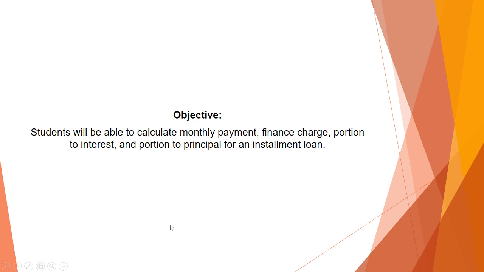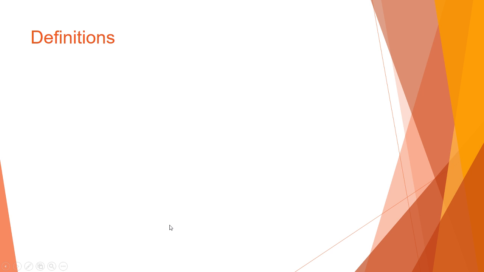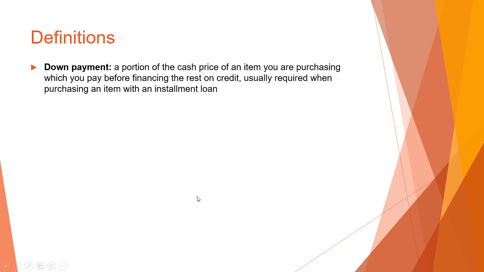So we're going to start with the definitions, some key terms. First one is a down payment. It is a portion of the cash price of an item you are purchasing, which you pay before financing the rest on credit. And that is usually required when purchasing an item with an installment loan. So if you buy a car and you need to take out a loan, you have to put down some kind of money before you can actually buy the car.